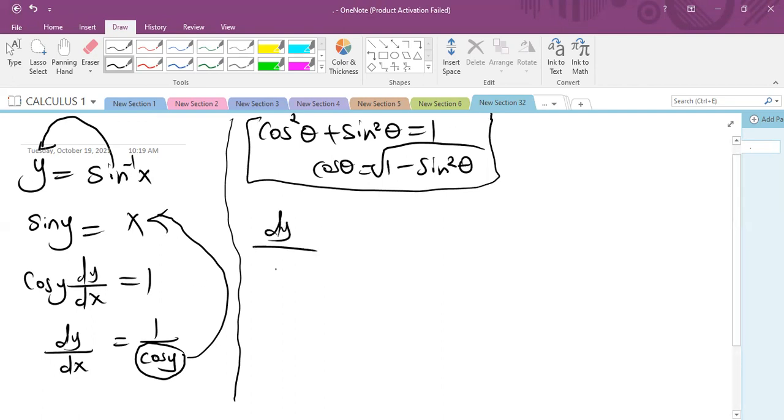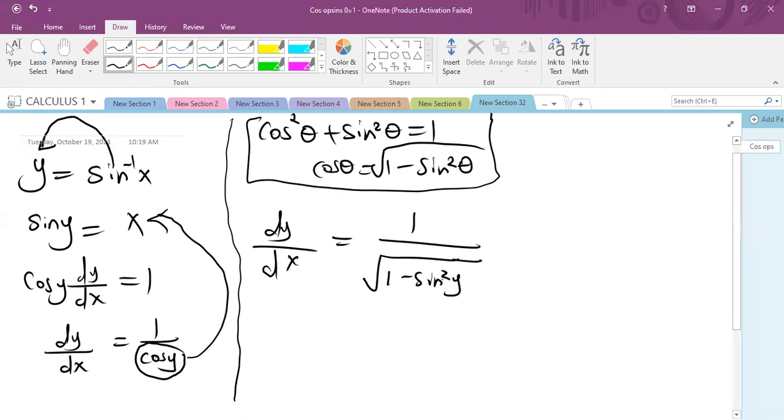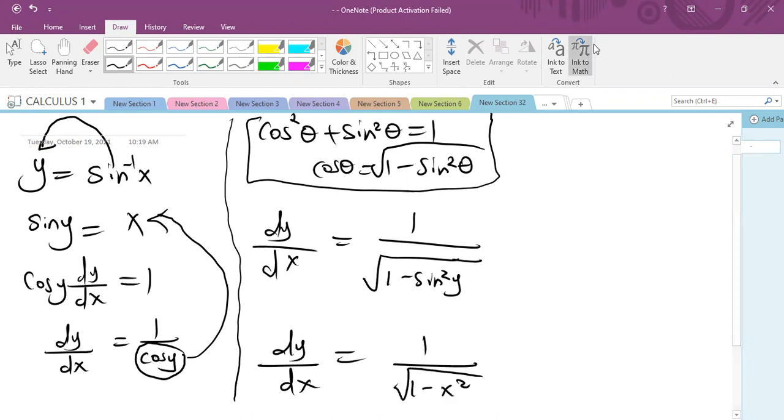So our dy dx is the same as 1 over cos y, and cos y is the same as the square root of 1 minus sine squared y. But what is sine y? Sine y is x. So dy dx is equal to 1 over the square root of 1 minus x squared. So basically that's how you go about differentiating inverse trigonometric functions.